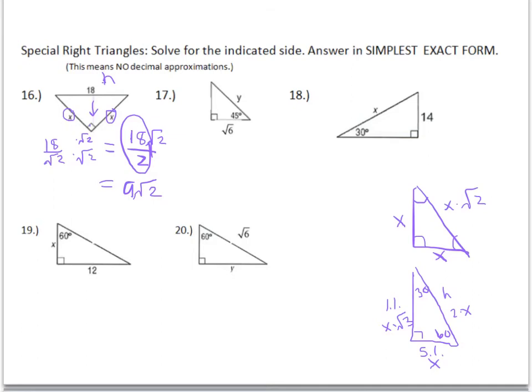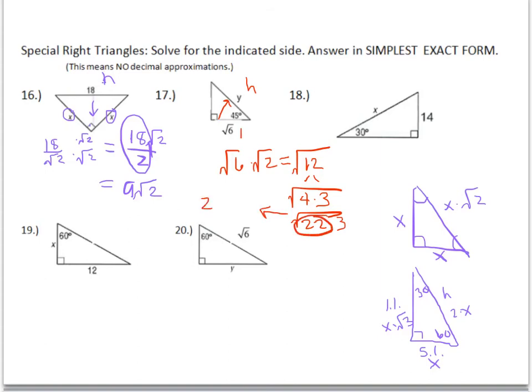On the next one, we have the leg. We want the hypotenuse. The rule says multiply by root 2. Root 6 times root 2 equals root 12, which can be broken down to 4 times 3, which is 2 times 3. 2 root 3 is our final answer.